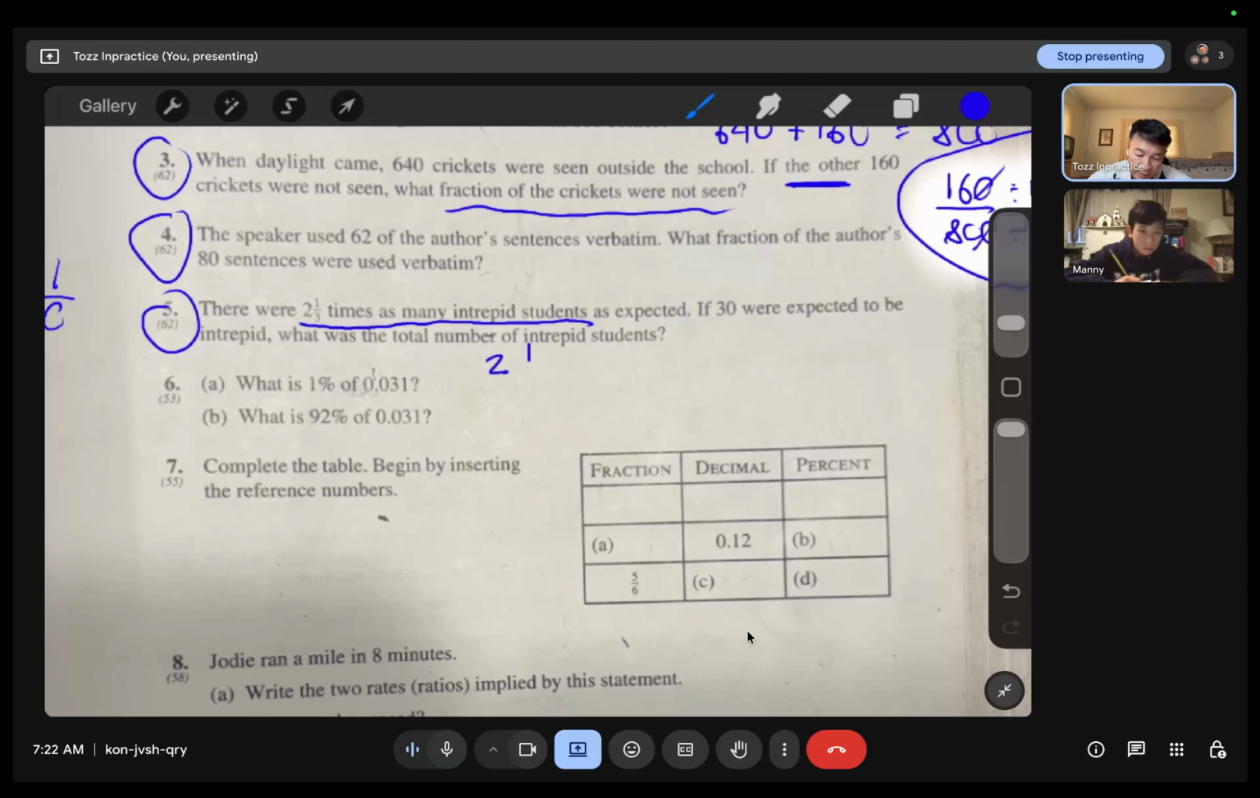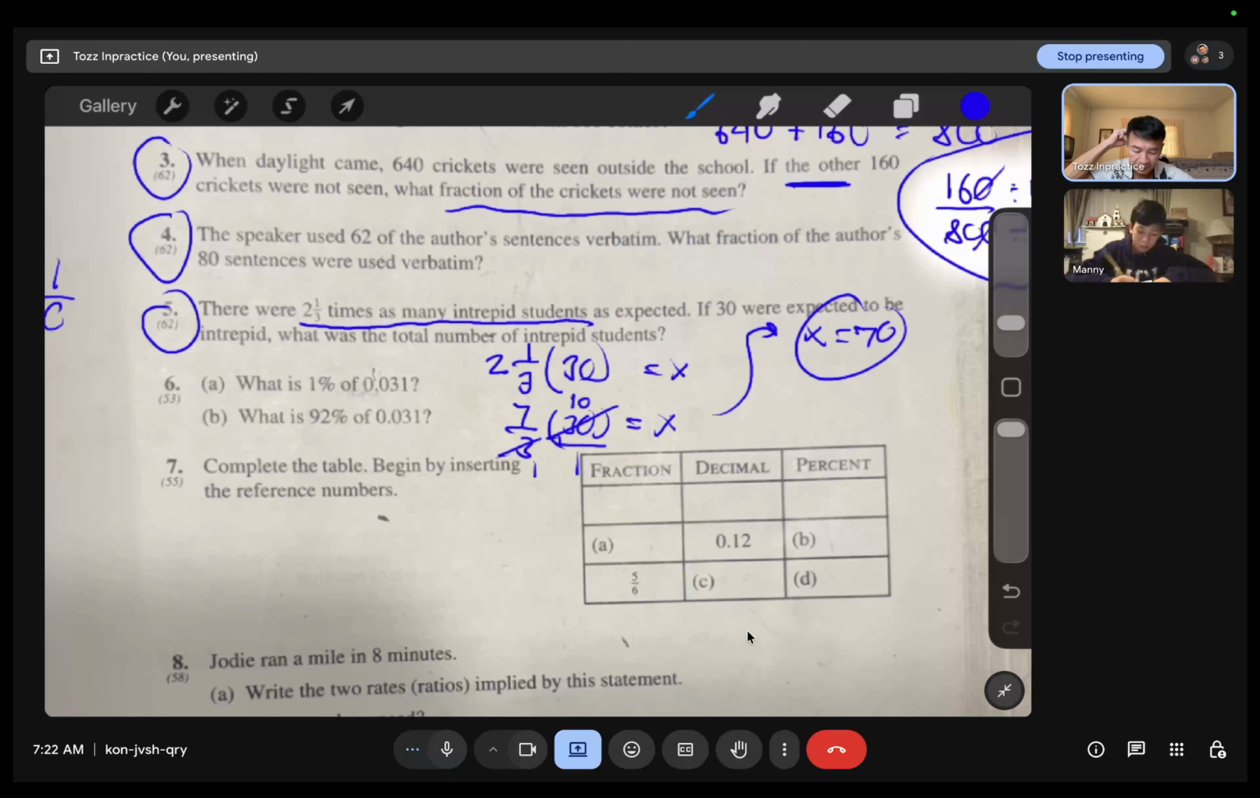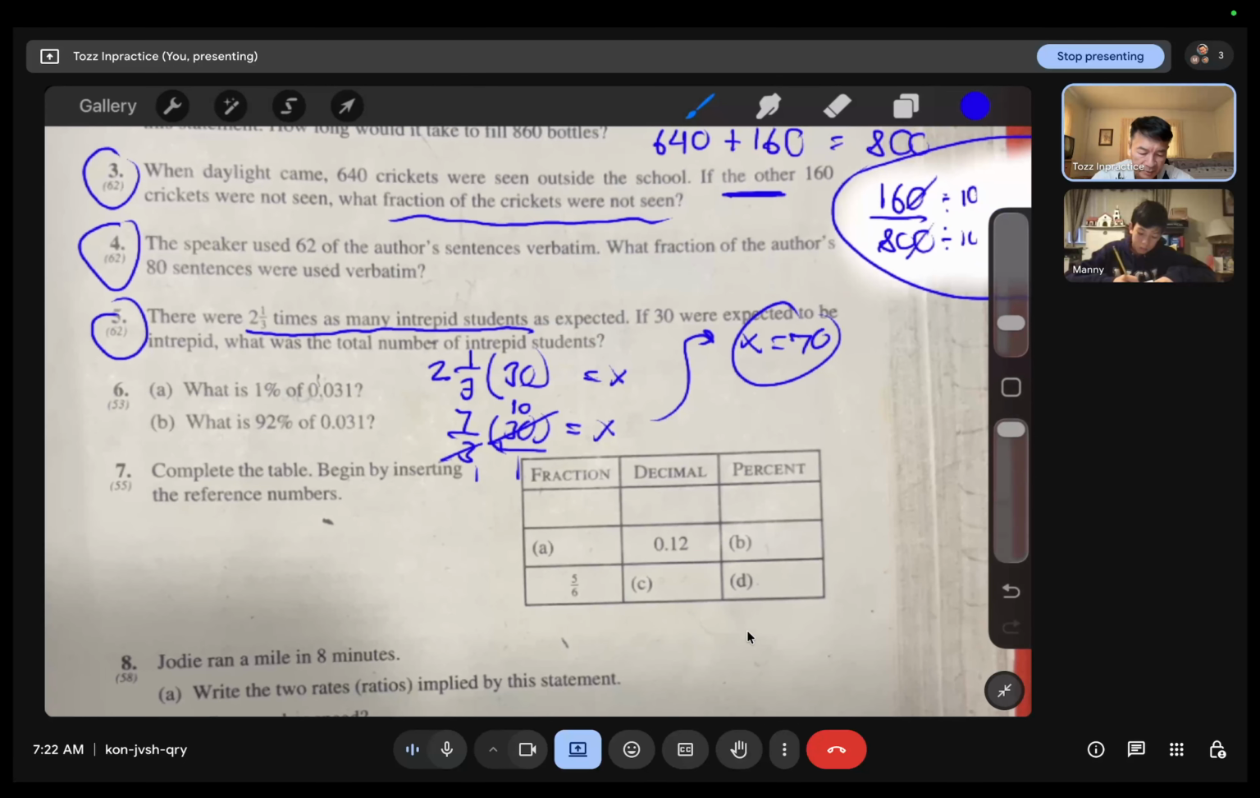So 2 and 1/3 times, or I'll parenthesize it, equals x. Yeah, that's more correct. I'm pretty sure. 7/3 times 30 equals x. 3 can go into 30. Is that okay? Let's do cross canceling. 10 times itself one time. Therefore, x is going to be equal to 70. So that's more like it. Intrepid students.